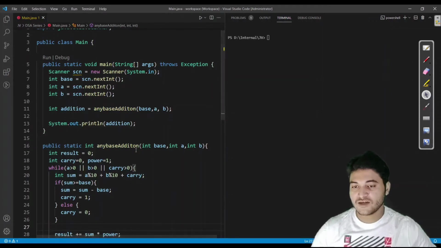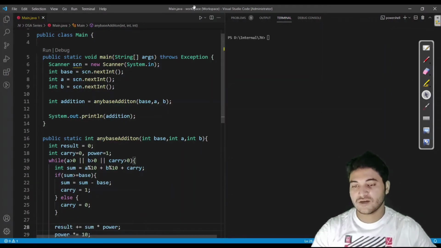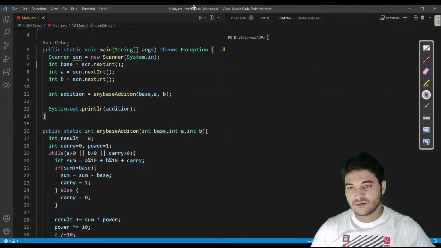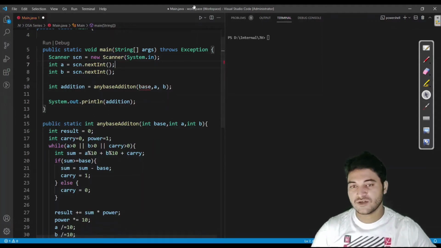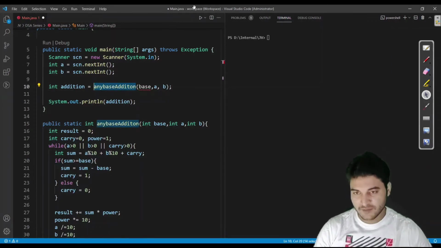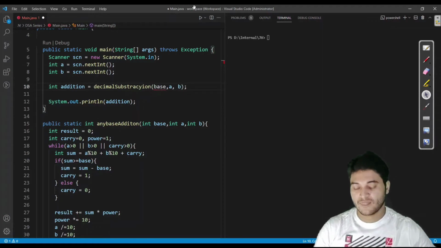So this is the program from our addition videos, any base to any base addition. So let's modify this program. Let us take two inputs from the user. So here we are taking two inputs from the user and we are calling a method. And the name for this method would be, we are taking a very general name, let us say decimal subtraction. Fine. And we are not passing any base into this.